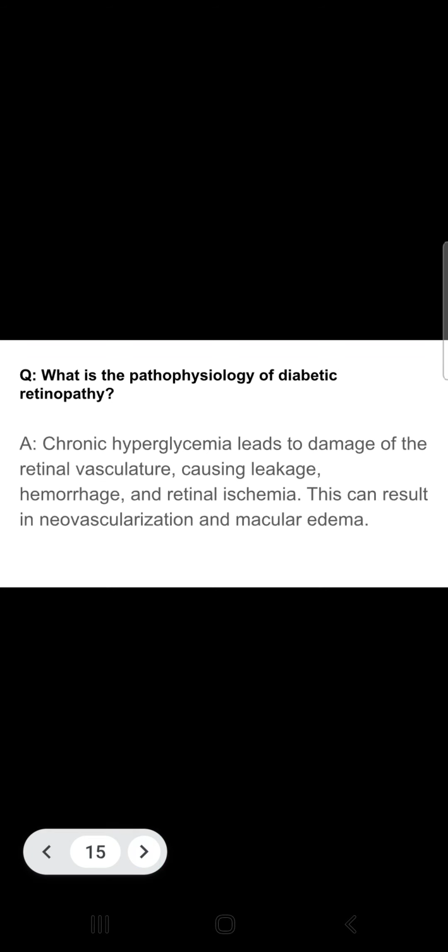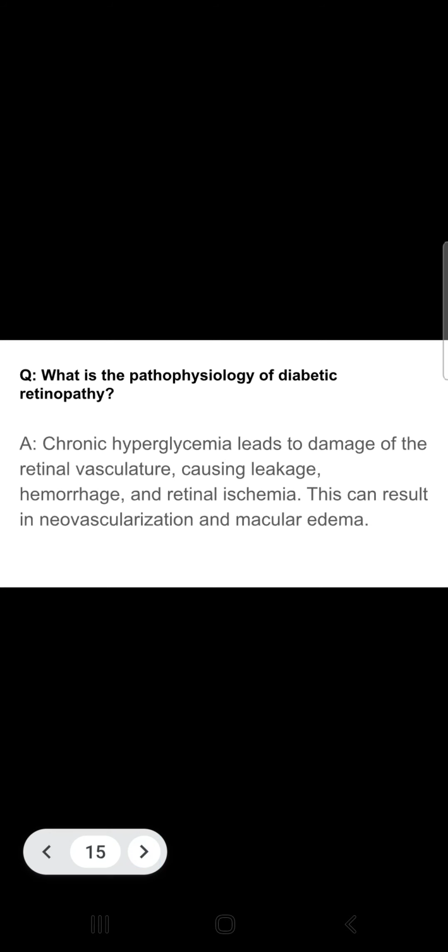What is the pathophysiology of diabetic retinopathy? Answer. Chronic hyperglycemia leads to damage of the retinal vasculature, causing leakage, hemorrhage, and retinal ischemia. This can result in neovascularization and macular edema.